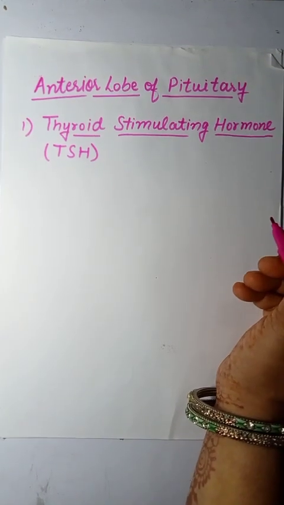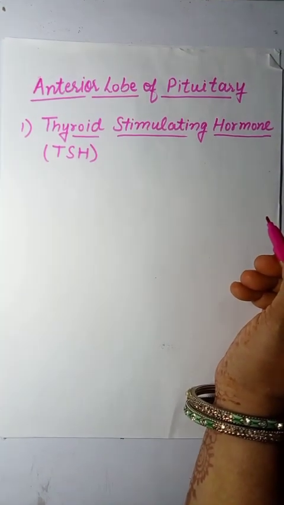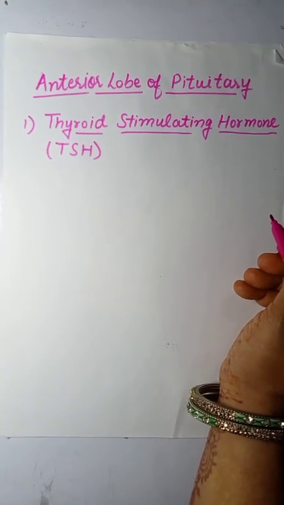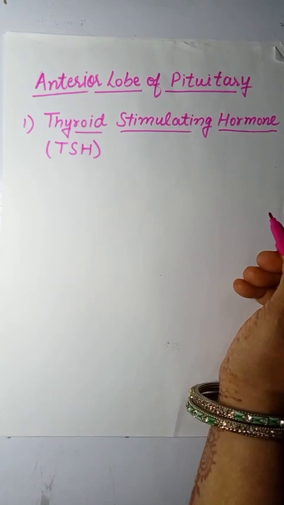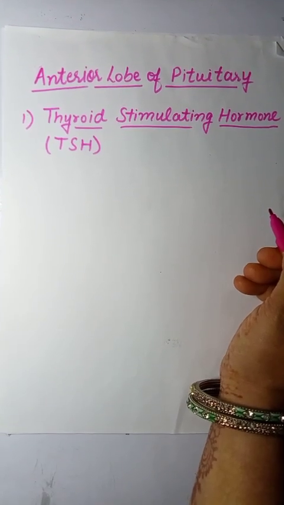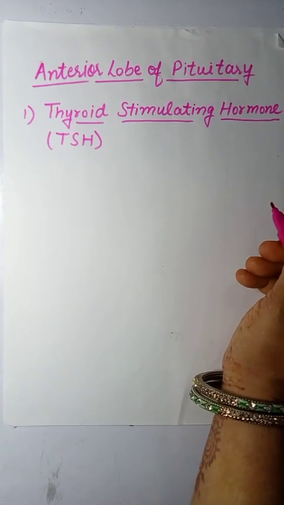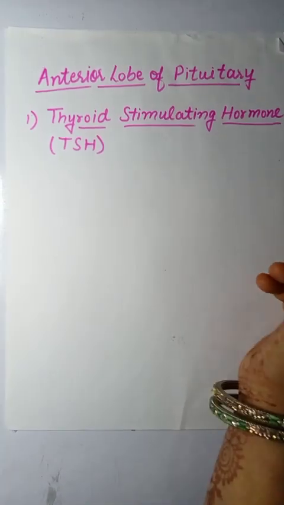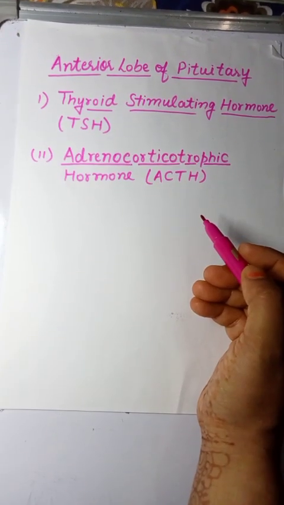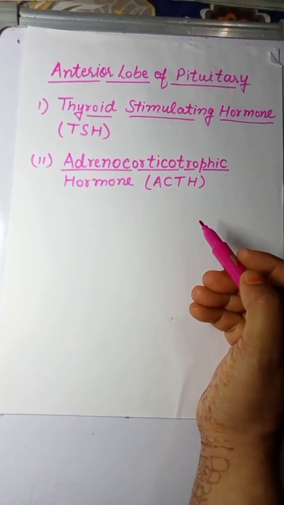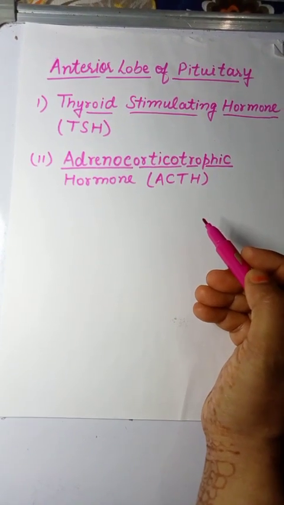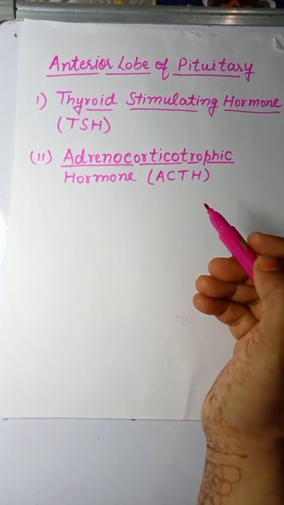So the first hormone which you can see over the screen is thyroid stimulating hormone. Okay, this hormone is released by the anterior lobe of pituitary, and its target organ is thyroid gland, right? It is controlling the thyroid gland, the functioning of the thyroid gland, right? And later on, the thyroid gland, after stimulation, is releasing the hormone thyroxine. Now, the second hormone is adrenocorticotropic hormone, which is also known as ACTH.